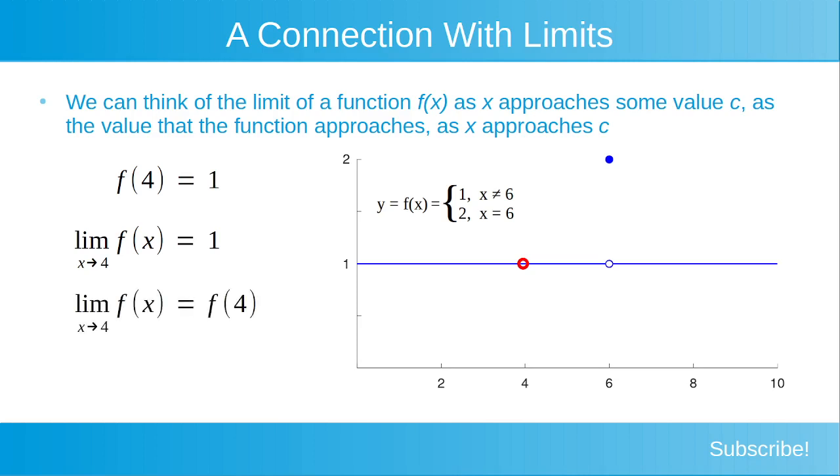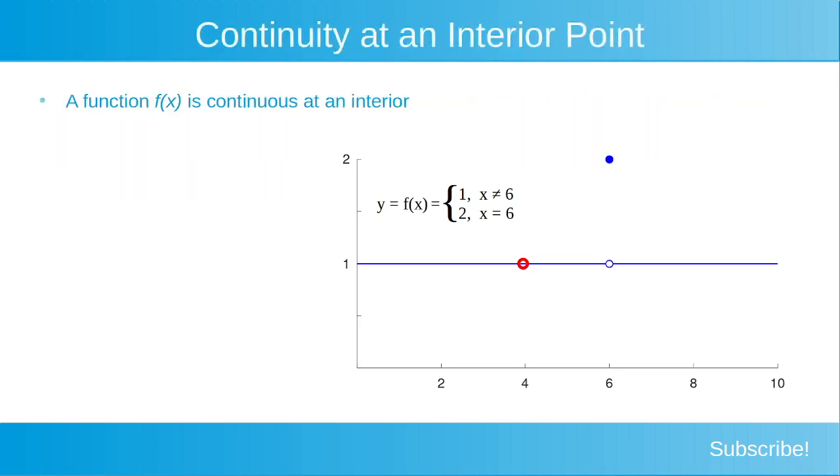So the limit as x approaches 4 of f of x is equal to the function value at that point, f of 4. The important idea to note here is that the limit of the function at that point is equal to the function value at that point. And we'll see why this is important now. This brings us to our first definition for continuity at an interior point.